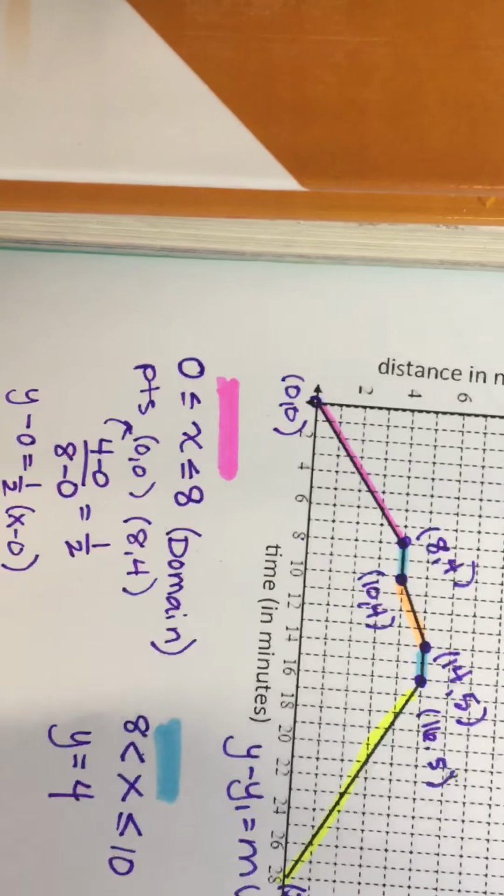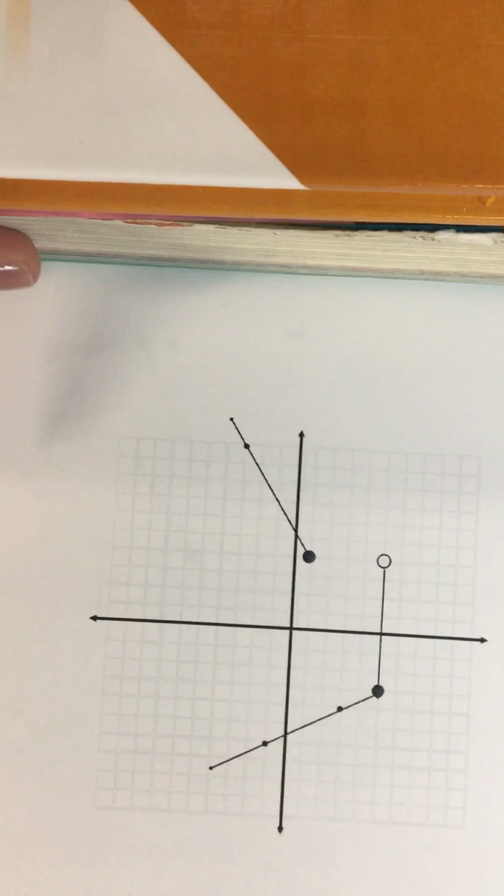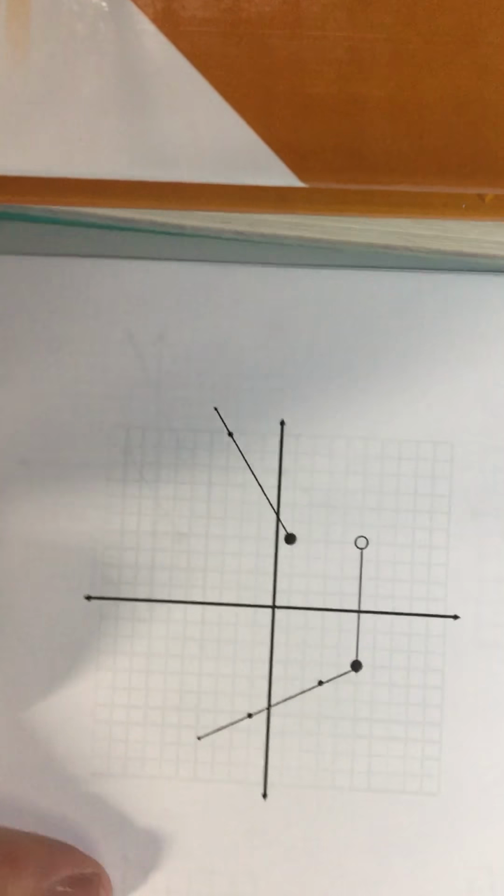Let me get my next piece of paper here. So I've got another one. This one's a little different, so I'm going to explain the difference here. We got a couple things happening. If I can get this under my books here, so I can write on it.